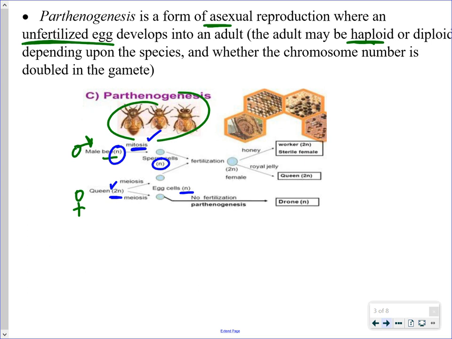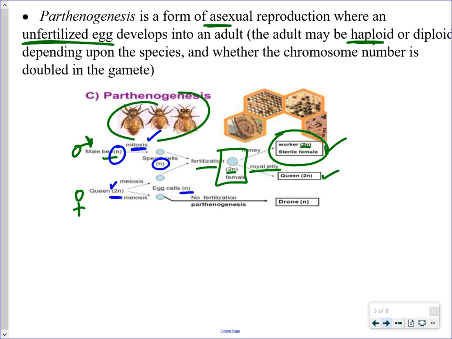So what can happen is, well, sexual reproduction, those two gametes come together through fertilization, and what we form is a diploid cell, and this diploid cell is going to be a female. So depending upon the environmental conditions, that female may end up being the queen if she is exposed to what's called the royal jelly, or regular honey will just result in a regular diploid sterile worker female.